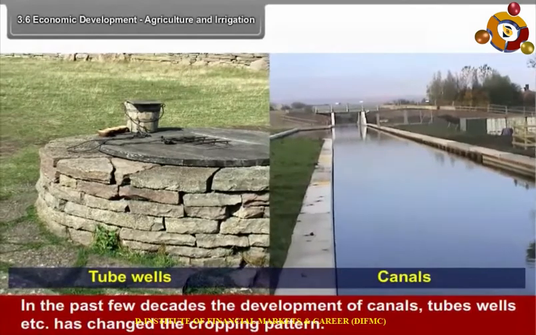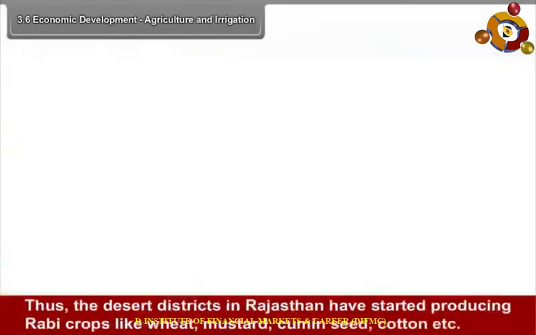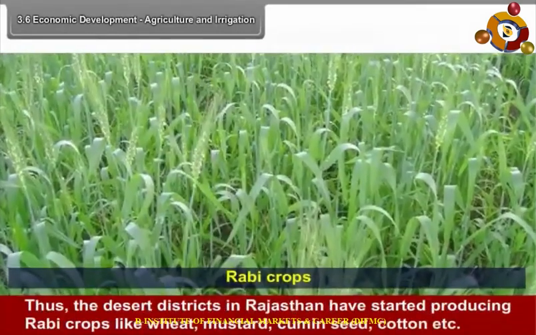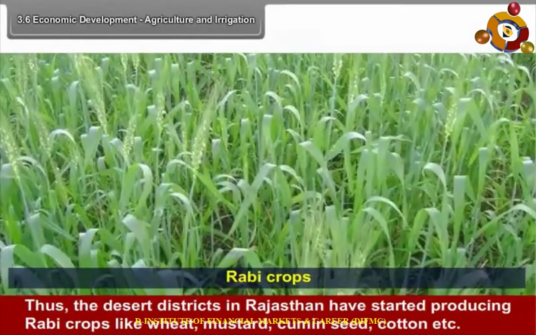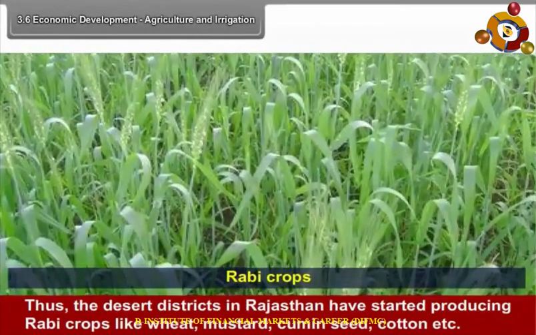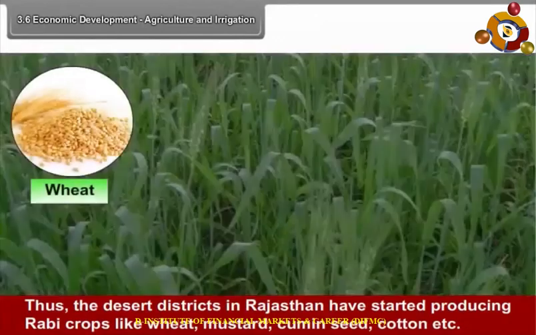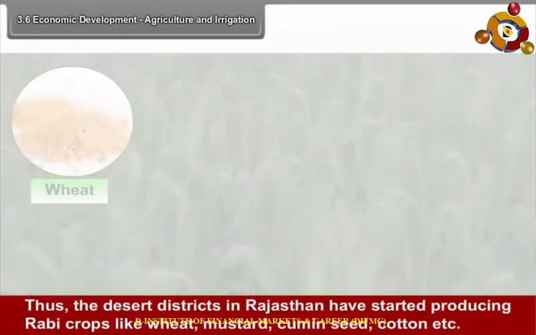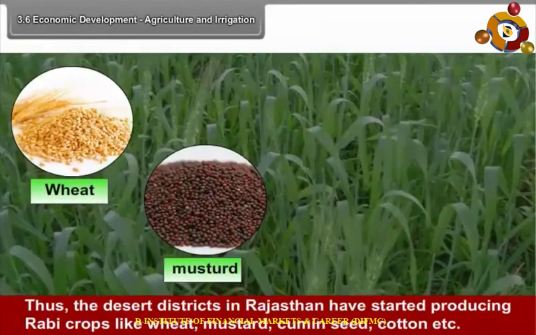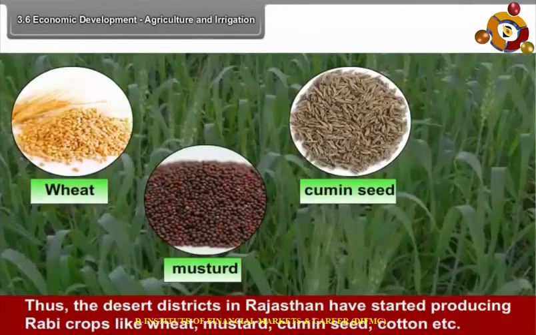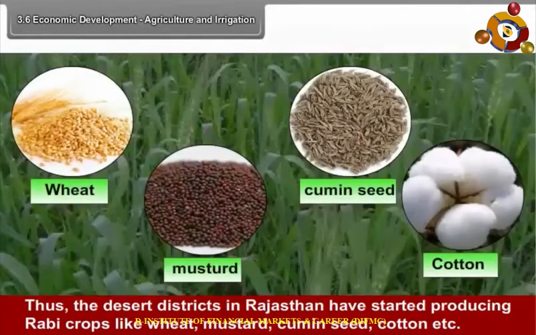In the past few decades, the development of canals, tube wells, etc. has changed the cropping pattern. Thus, the desert districts in Rajasthan have started producing rabi crops like wheat, mustard, cumin seed, cotton, etc.